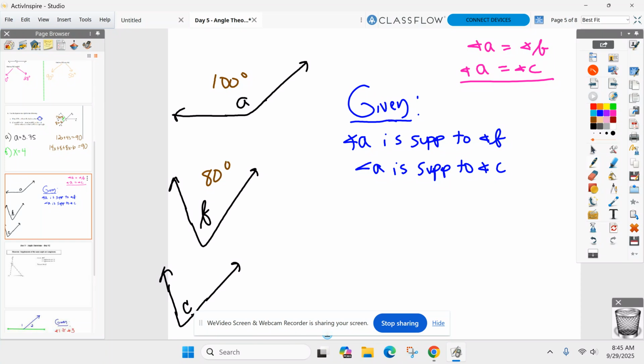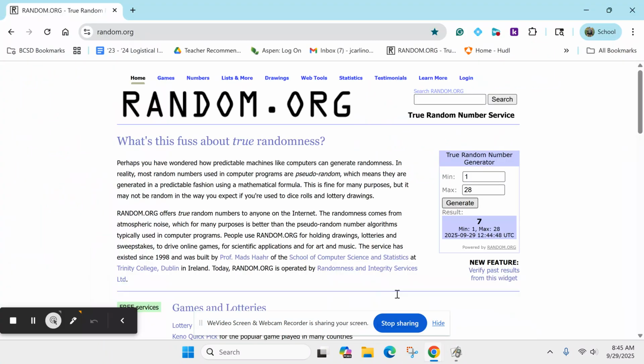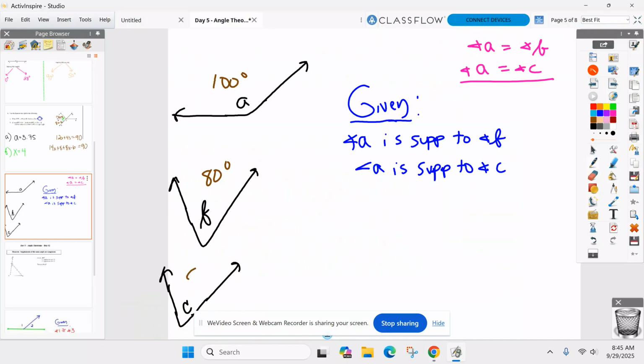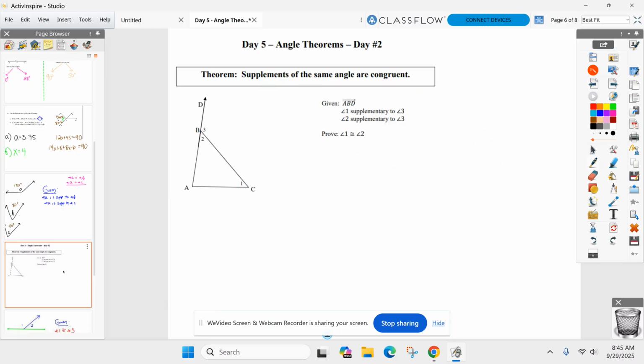All right, let's go to the other given. A is also supplementary to angle C. How many degrees in angle C now? Jane? 80. Can you guys see a conclusion here? All right, B and C aren't supplementary. Instead, they are congruent, equal to each other. All right, and if you take a look right now, that is the first fact I have up there for you. Supplements of the same angle are congruent.